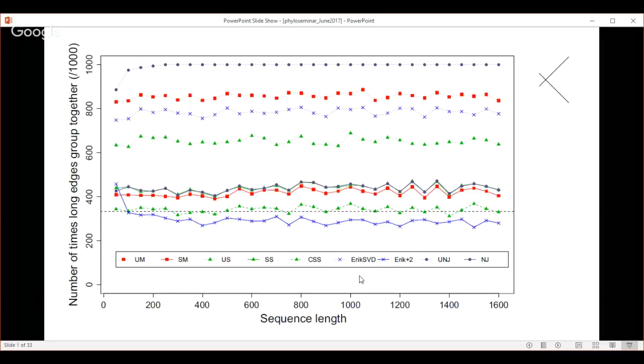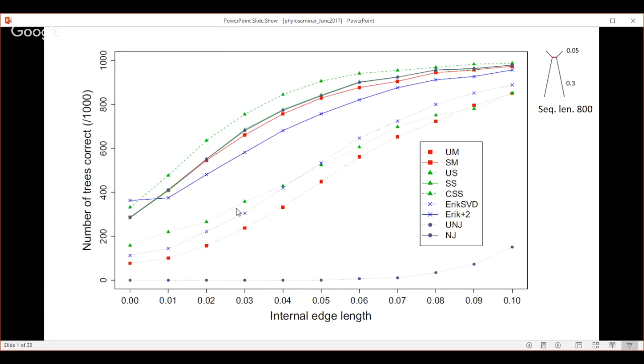And then you can see, also interesting, this difference between the plain Eric SVD method and the Eric plus two is quite marked in this plot as well. So all those were fixing the tree and increasing sequence length. We also tried a simulation where we fixed the sequence length at 800 and varied the length of this internal branch, to see how long it has to be before I get power to get the correct tree.